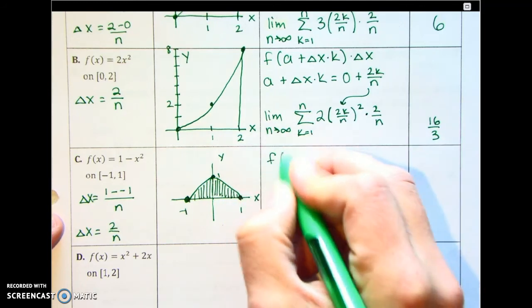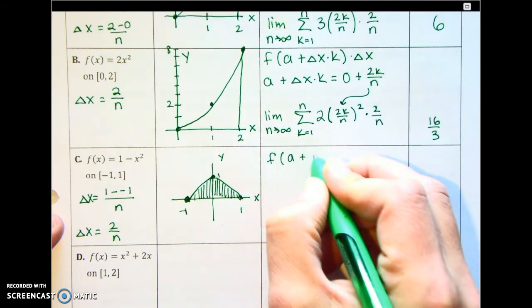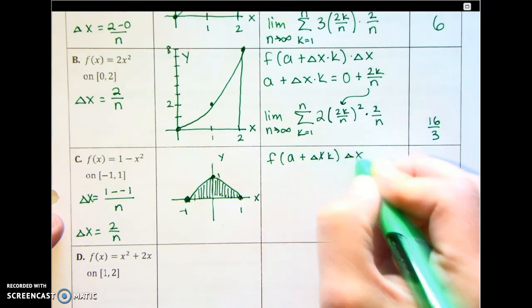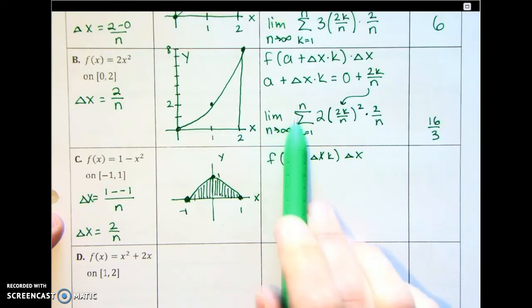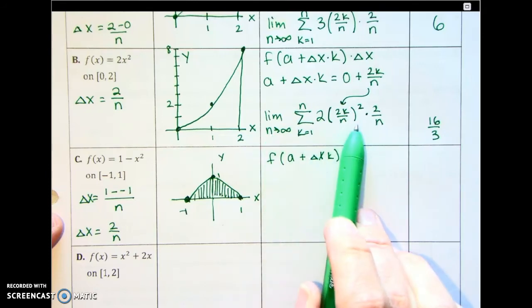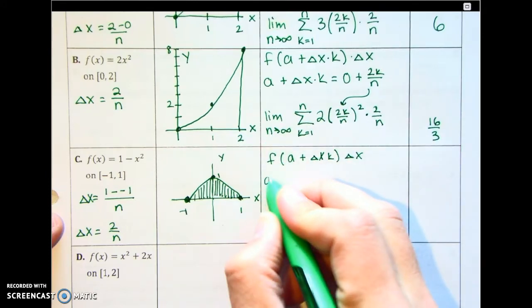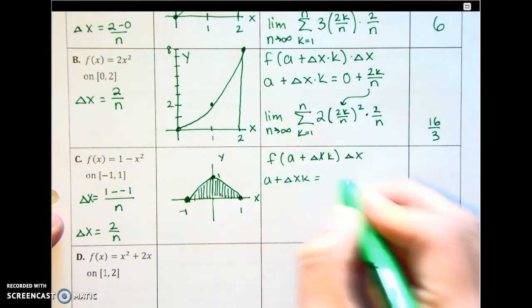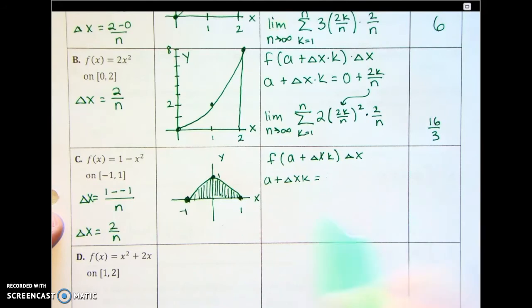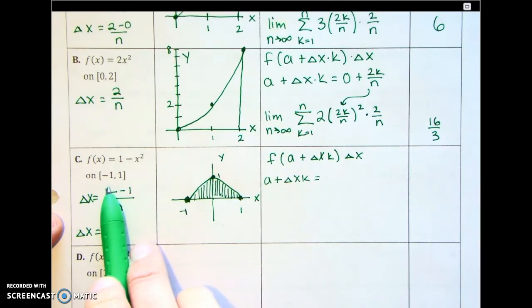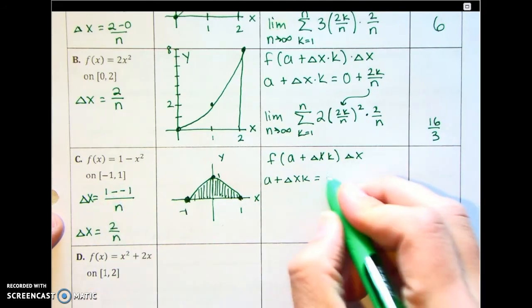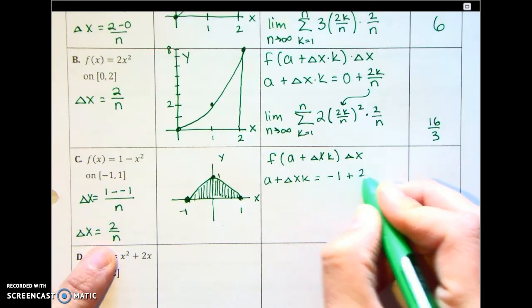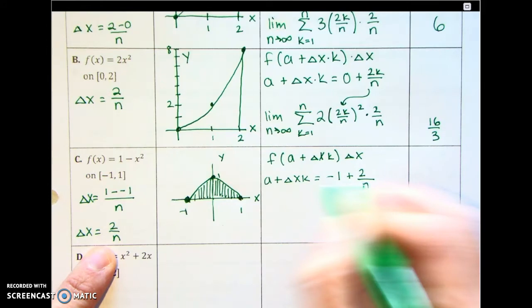Okay, here's my formula. F of a plus delta x k times delta x. That's what we're plugging into the limit of sigma. So I'm going to find my inside first. A plus delta x k. A is the starting value. Okay, it's no longer 0. So the starting value is negative 1 plus delta x, 2 over n times k.